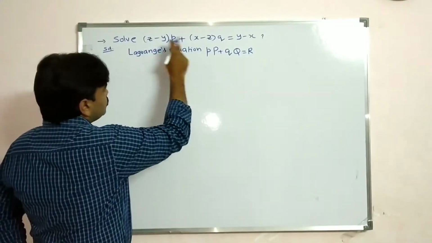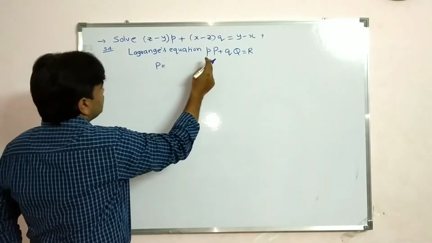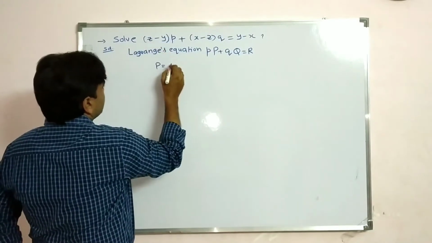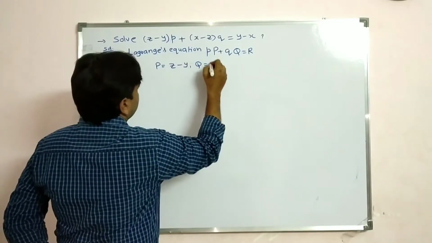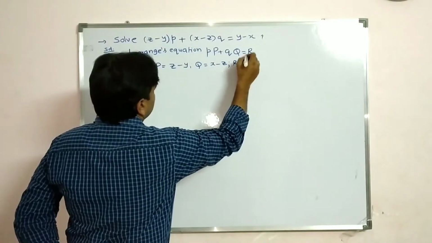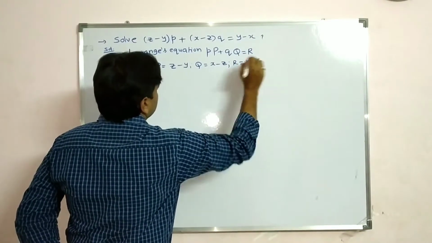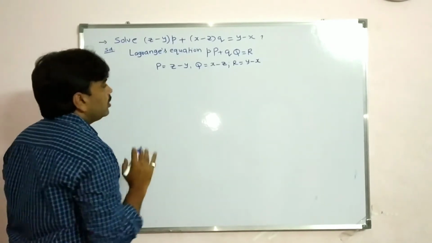Now you compare these two, students. What is P? Capital P is equal to z minus y, and capital Q is equal to x minus z, and R is equal to y minus x. Now we get P, Q, R.